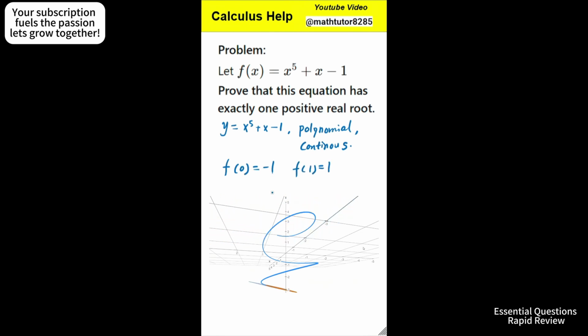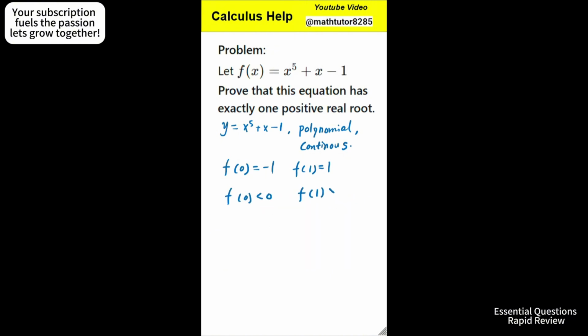At x equals 0, f of x is 0 raised to the 5th power plus 0 minus 1, which equals negative 1. At x equals 1, f of x is 1 raised to the 5th power plus 1 minus 1, which equals 1. So, at 0 the value is negative, and at 1 the value is positive.